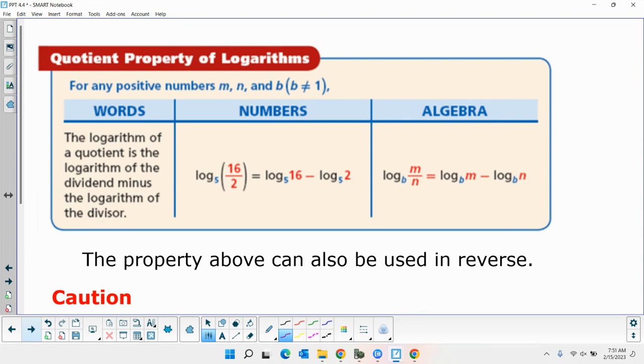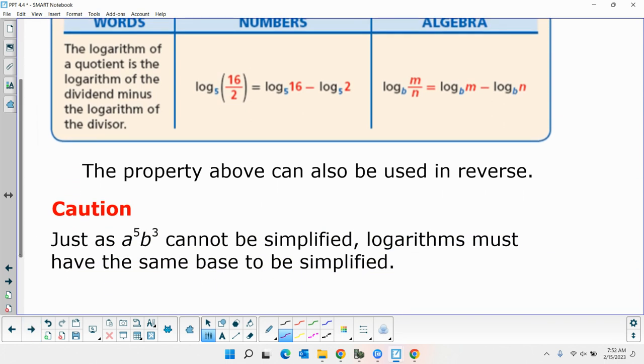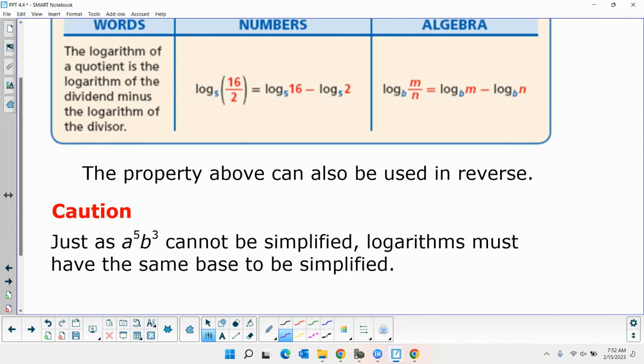So for multiplication, if we're expanding, we're going to turn it into addition. If we're condensing, we're going to turn it into multiplication. For division, if we're expanding, we're going to subtract them. If we're subtracting and we're going to condense them, we're going to turn it into division. All right? Or write it as a fraction, because that's what a fraction is. It's a division part. Okay?